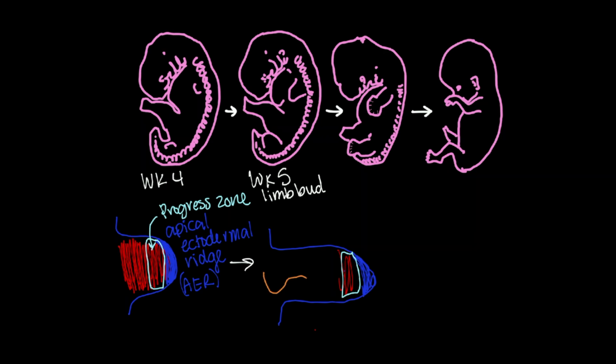So I'll draw the humerus. That's a lovely humerus. And the radius and the ulna. So as this region is moving further and further away from the mesenchyme, it will start to differentiate into the cartilage, and the muscles will migrate in from the myotome, and their corresponding nerves will move in as well. Week 6, we will see the development of hand and foot plates.